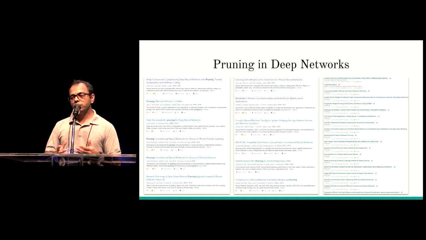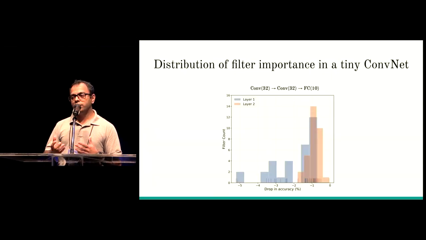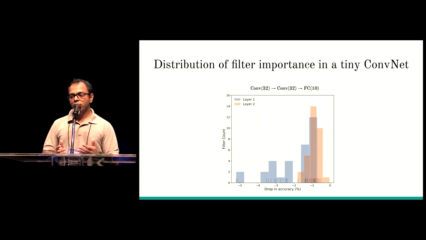And when you look at the results of pruning, what this shows us is that it is easier to take a larger network and prune it to be a smaller size than to train the same size network from scratch. Here you can see the black triangle versus trained from scratch. So we looked into the filter importance of these ConvNets, and we found that a lot of these filters hardly contributed towards the performance of this network.